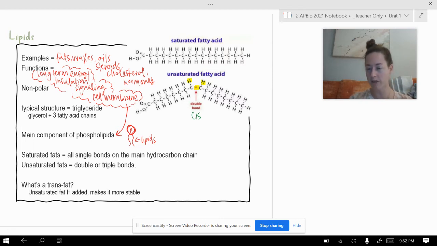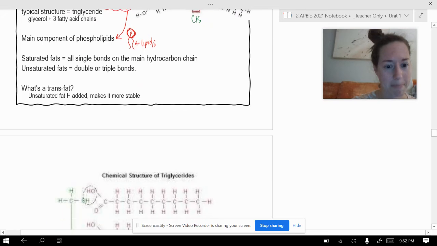So that's why Skippy peanut butter is smooth and creamy, and your natural peanut butter is stirred up, because it's partially hydrogenated. Skippy. Okay, good. Glad we got that.